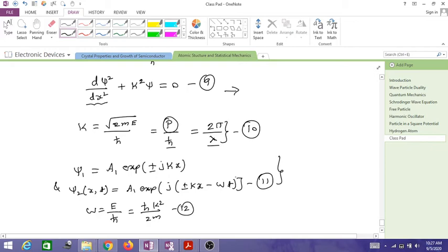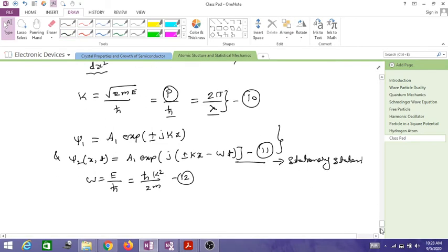So here, equation number 11 states that the wave function represents a particle in the stationary state. It is in the stationary state and is an eigenfunction of the momentum and energy operators.